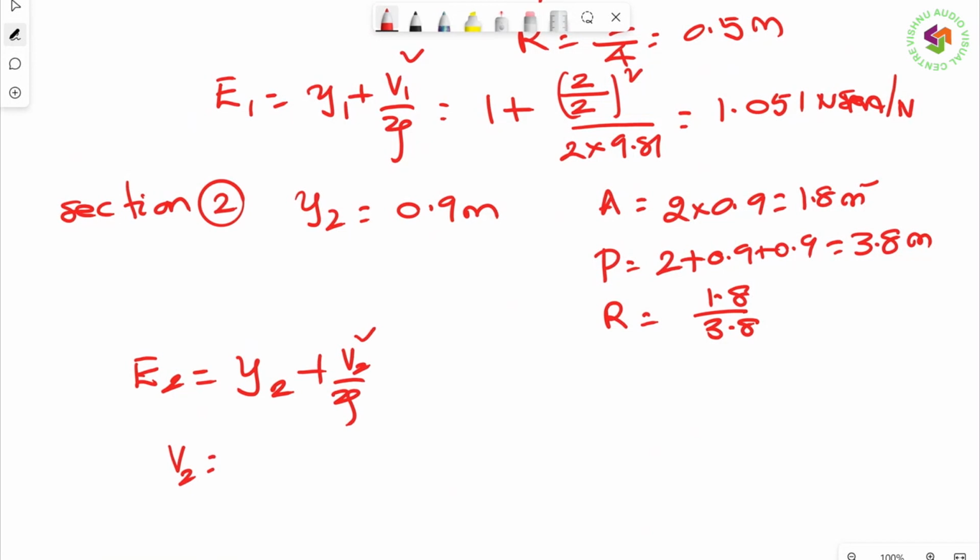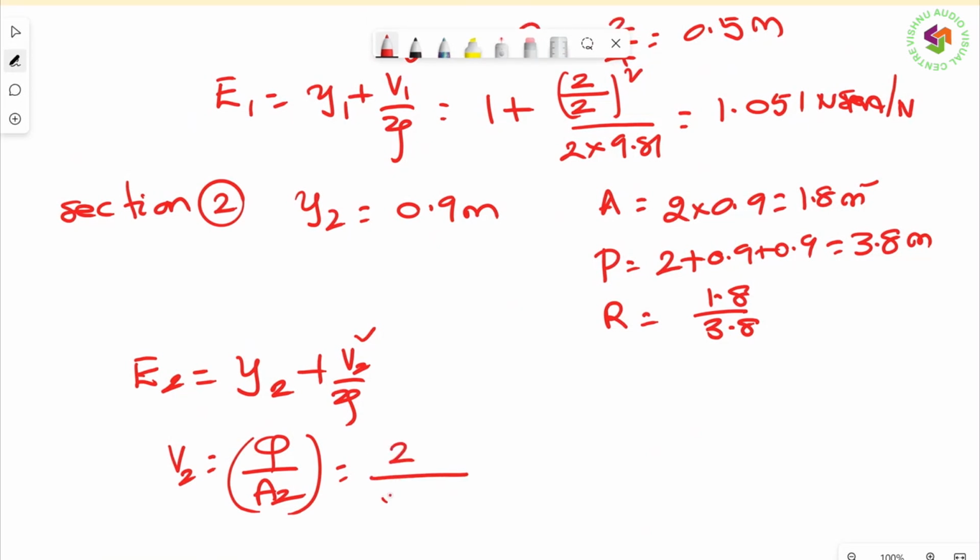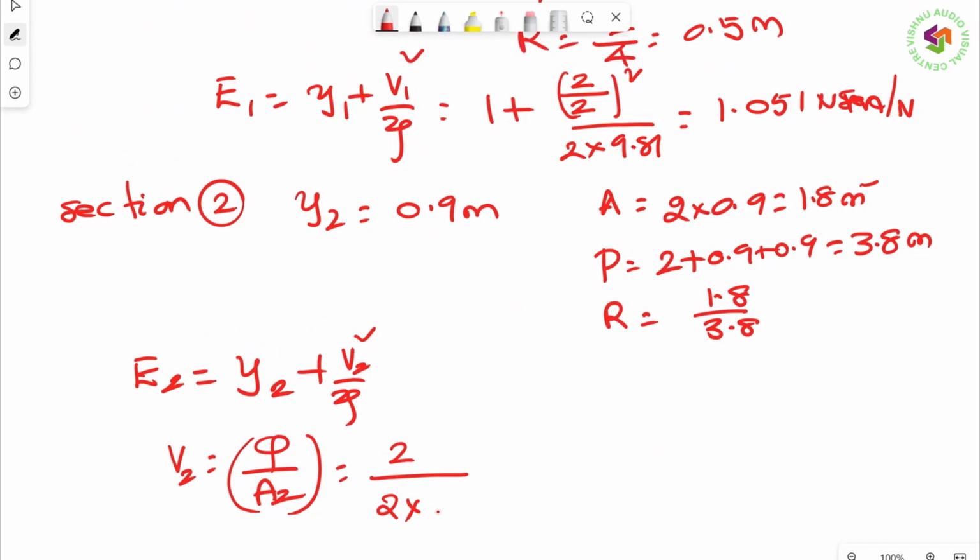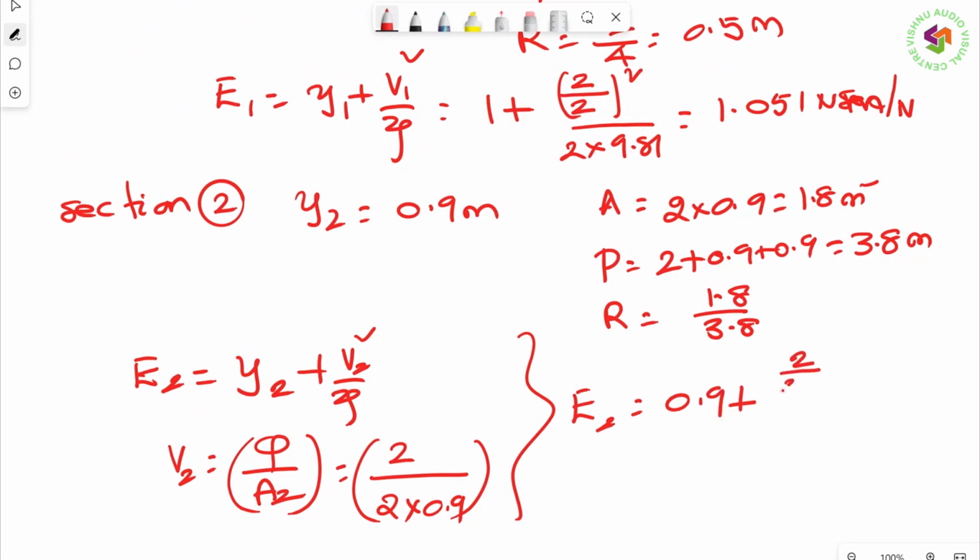What is V2? V2 is equal to Q by A2. So it is equal to Q, which is 2, divided by B, which is 2, and Y equal to 0.9. So if I put it, E2 is equal to 0.9 plus (2 by 2 into 0.9) whole square by 2 into 9.81. If you calculate this, you will get 0.963 Newton meter per Newton.